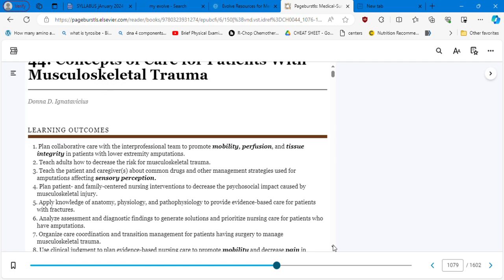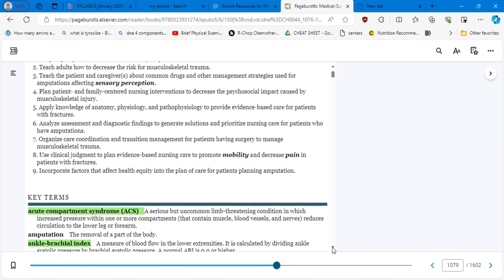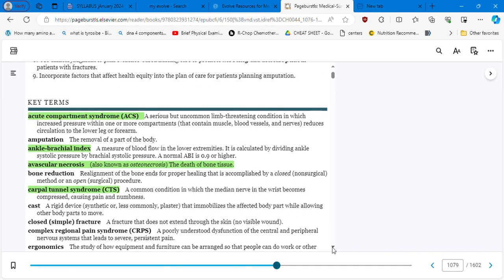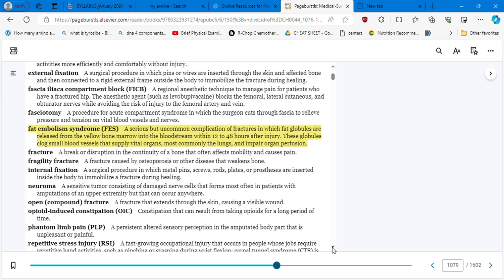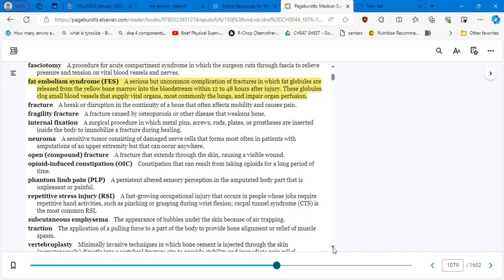Hello students. Welcome to Concepts of Care for Patients with Musculoskeletal Trauma. This is your last chapter in regards to this segment, musculoskeletal, during the semester, right? So this chapter is very long and we have to review all the conditions. So we're going to do it in a very professional and very deep way.